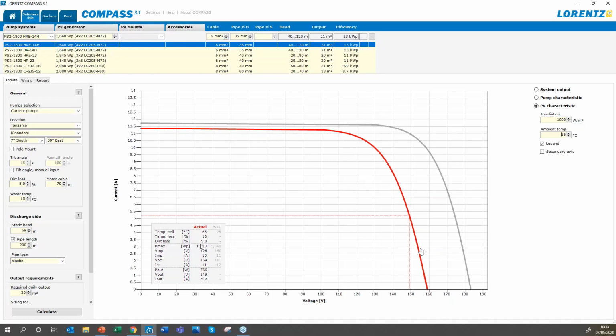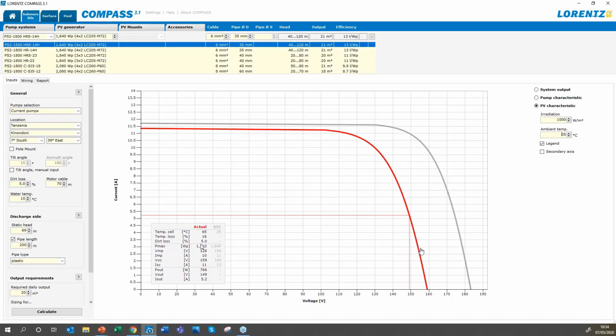So it's working out for any period of the day, and it's working this out iteratively. What's the effect of temperature in terms of losses on the PV modules? What's the effect of the losses in the pipeline? What's the effect of cable losses? And it's doing this for every single hour of the day to come up with the right pump size.